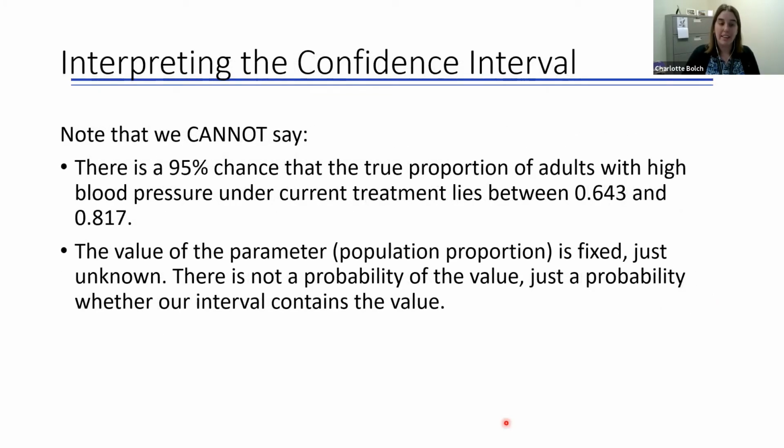However, we cannot say that there's a 95% chance that the true proportion of adults with high blood pressure under current treatment lies between 0.643 and 0.817. So remember, the value of this parameter, the population proportion, is fixed. It's just unknown. And so the confidence interval is not the probability of the value, just a probability of whether our interval contains the value.